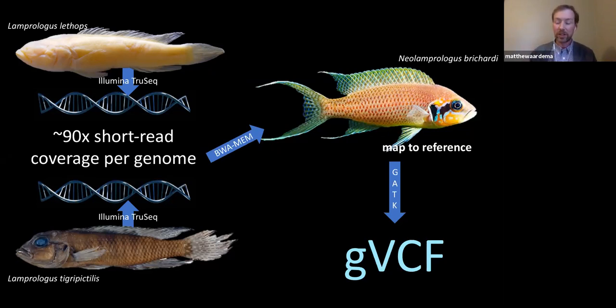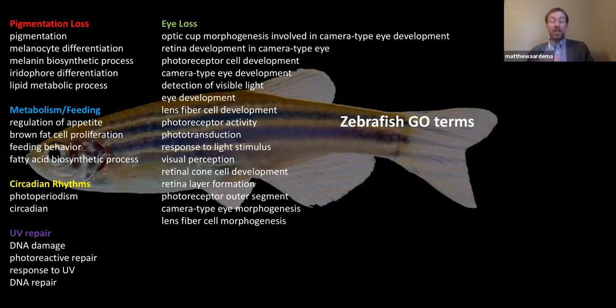To look at variation, SNPs, and I should say SNPs and indels, so both types of variants. The next thing we did, kind of in parallel, was think about the genes that we would predict to see potential variation in lithops that could correlate with these troglomorphic traits. I already mentioned pigmentation loss and eye loss. We also looked at metabolism and feeding, circadian rhythms, and UV repair.